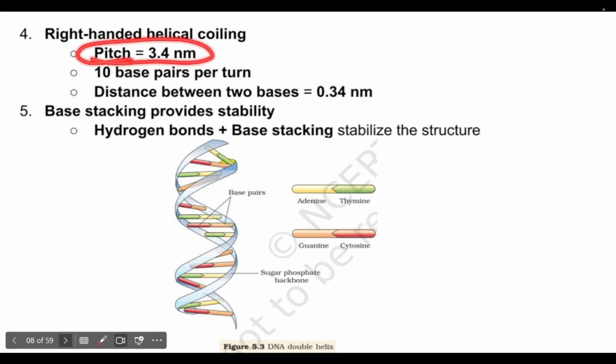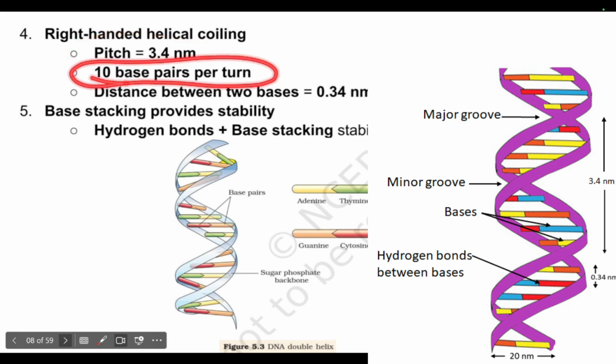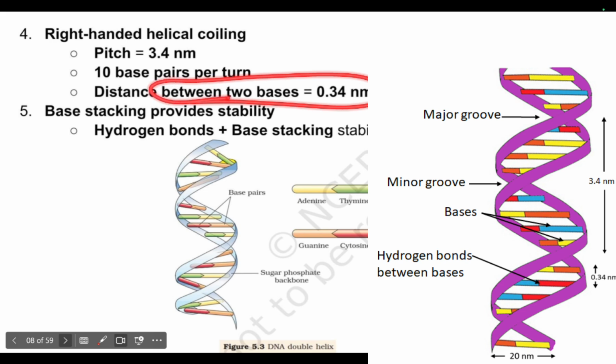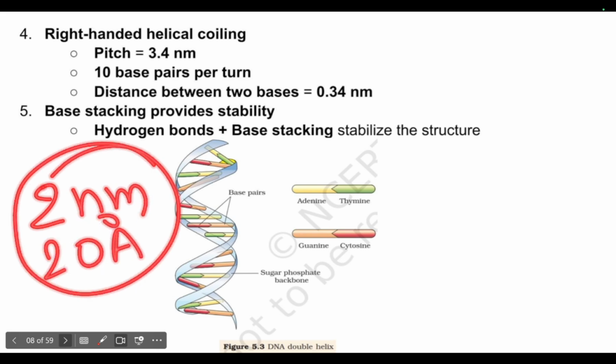Pitch of DNA is 3.4 nanometer. It means that one turn, let's say one 360-degree turn, will have 3.4 nanometer. Each turn will have 10 base pairs. So each base pair will be 0.34 nanometer. Now here one thing you remember, if you convert this nanometer into angstrom, it will become 34 angstrom, and this one will become 3.4 angstrom. And this diameter, as I just explained, is 2 nanometer or 20 angstrom. So diameter of this DNA remains 2 nanometer or 20 angstrom.